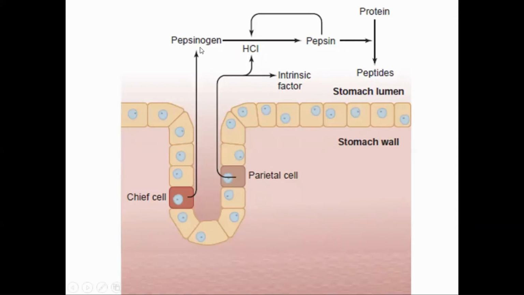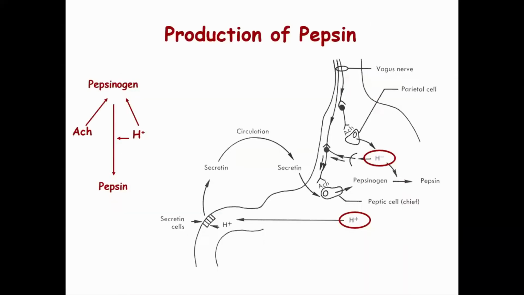Once pepsinogen is converted into pepsin, this pepsin again augments the conversion of pepsinogen into pepsin, and the pepsin that is formed converts proteins into peptides and dipeptides.